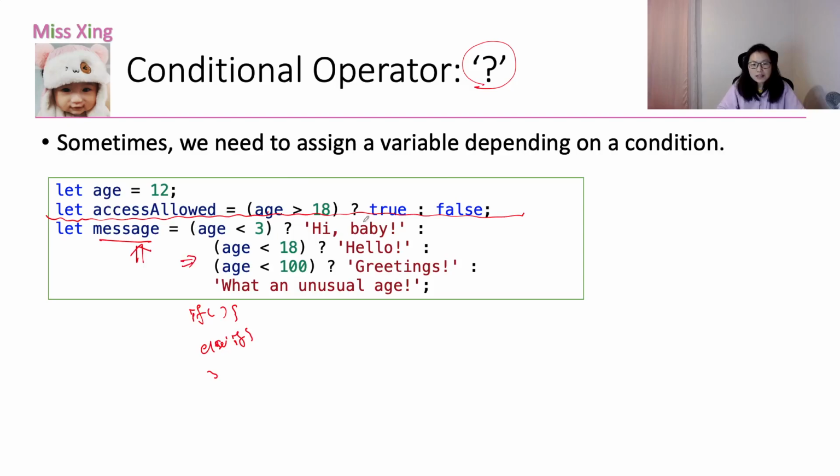So what does the question mark do? On the left side of the question mark, it becomes an expression, and the expression will be evaluated to true or false. If it's true, it's going to execute this piece of code. And if it's false, it's going to execute this code. In this case, this true will be assigned to access allowed, and this part will be assigned to access allowed when age is less than 18. Let me show you this piece of code.